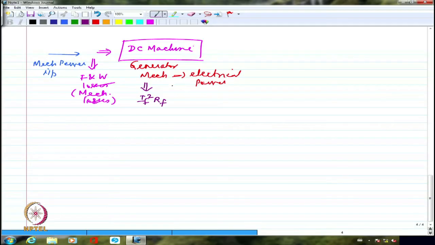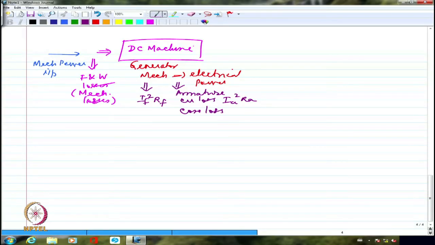Then I am going to have armature copper loss. And the armature might also have some core loss. Please understand, the armature is carrying a current which is alternating, which is not a DC current. That's why the armature core has to be laminated. So I will have to account for the armature core losses and the armature copper losses, which are Ia square Ra. Apart from that, I will have core loss also in the armature.